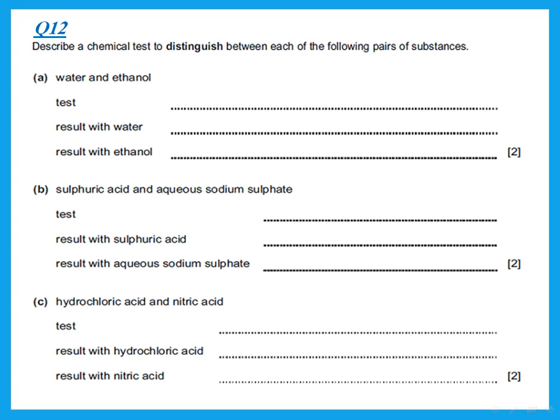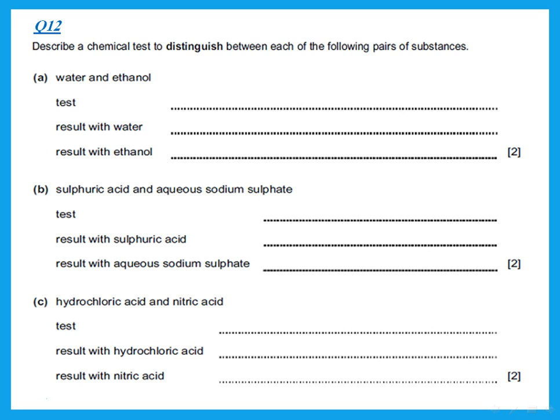Then we have this kind of questions where he says, describe a chemical test to distinguish between each of the following pairs of substances. So he wants to distinguish between water and ethanol. In this kind of questions, you're supposed to mention a test that works with one but not the other, or a test that gives two different results with the two substances.